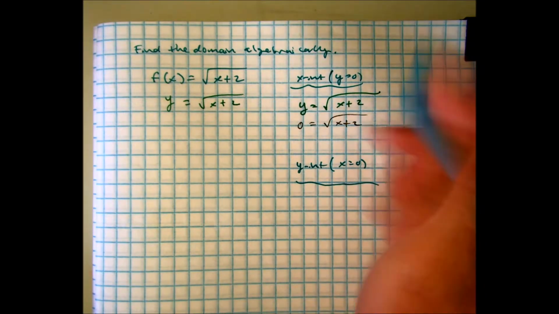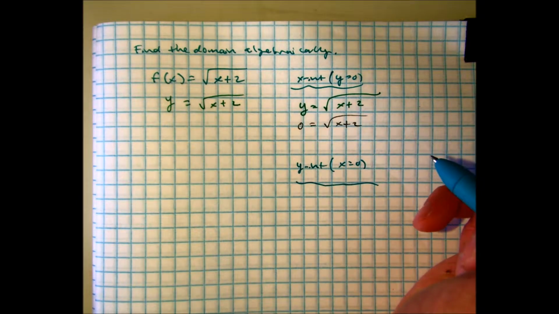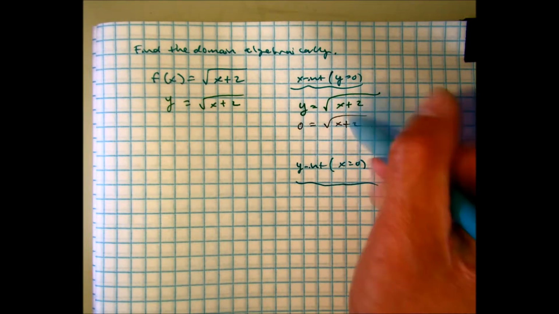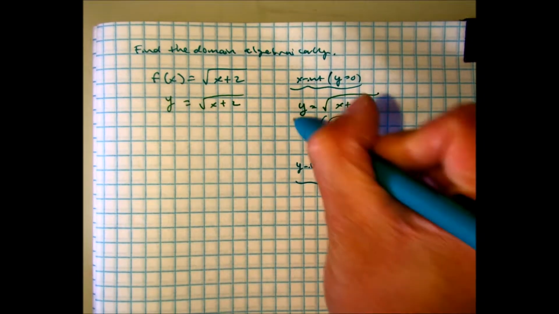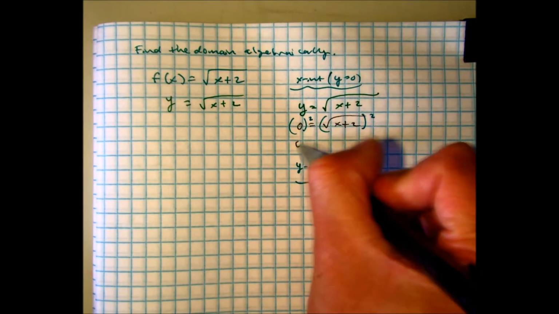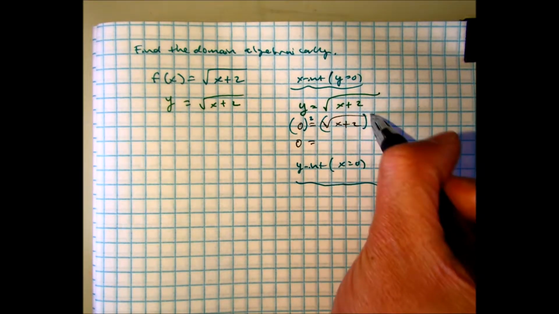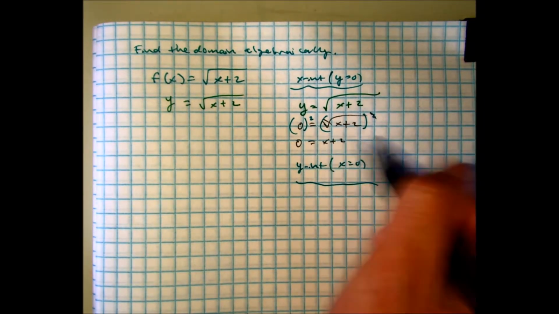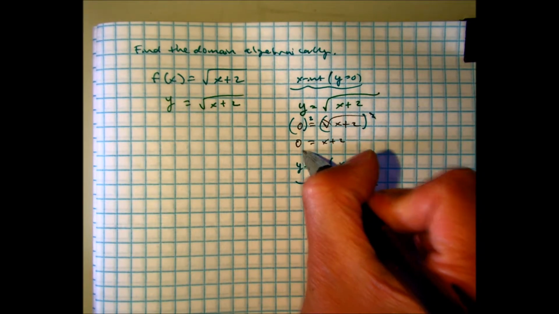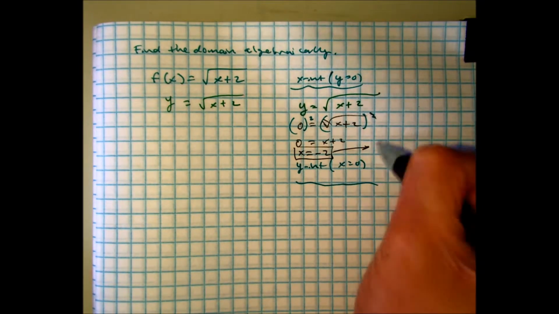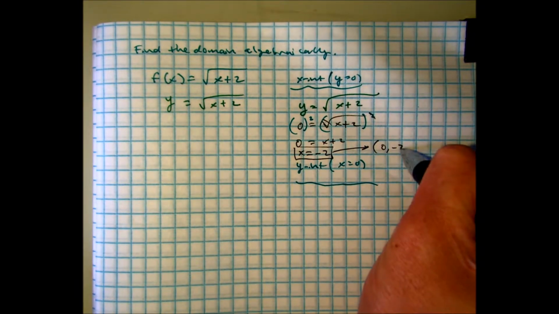Crystal, how do you get rid of the square root? We're going to do the power of 2 on both sides. Class, what's 0 squared? The square root and the exponent are opposite, so they cancel, and you're left with x plus 2. And then we subtract and get x equals negative 2. When y is 0, we get negative 2.